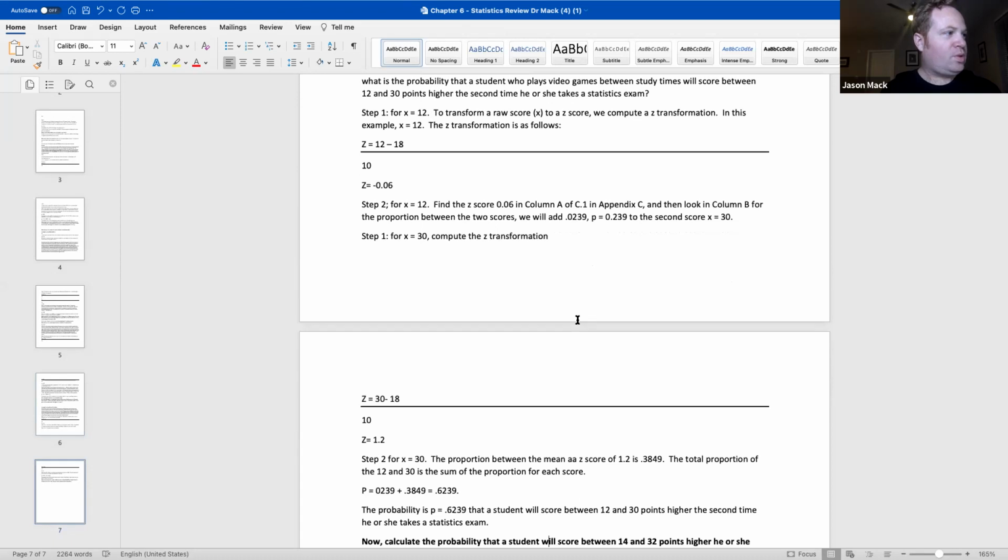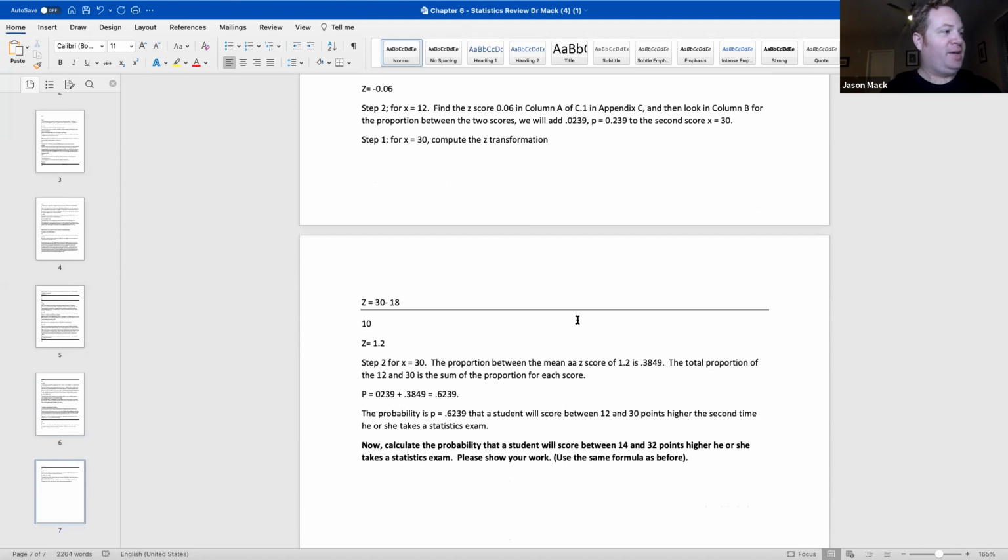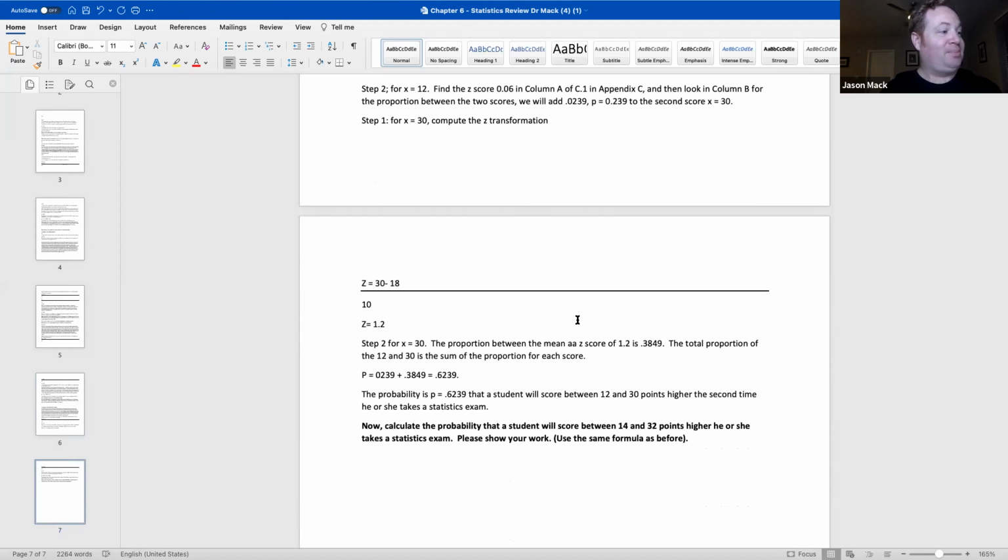So step 1 for X equals 30, compute the Z transformation. Z is equal to 30 minus 18 divided by 10. Therefore, Z is equal to 1.2. Step 2, for X equals 30, the proportion between the mean and a Z-score of 1.2 is 0.3849 in column B. The total proportion between 12 and 30 is the sum. So 0.2257 plus 0.3849 equals 0.6106. The probability is 0.6106 or 61.06% that a student will score between 12 and 30 points higher the second time he or she takes an exam.